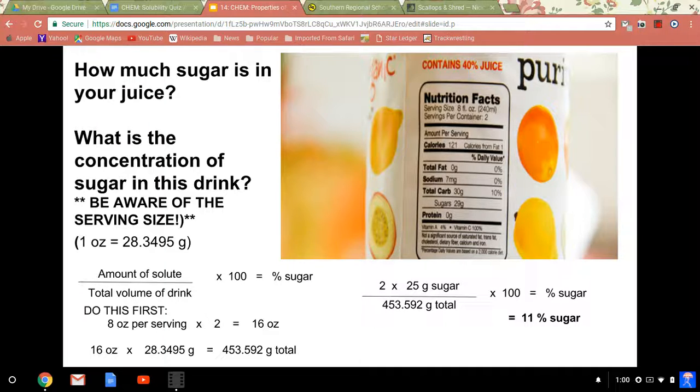Now remember, the nutrition facts are only for one serving size. So our grams of sugar that we're going to be consuming need to be doubled too. So that's why it's 2 times 25 grams of sugar, because of the 2 servings that we're going to be consuming, over the total drink, which is 453.592 grams. When you do that, it will be 50 divided by 453.592 times 100 gives us 11% sugar. So this drink's concentration of sugar is 11%.